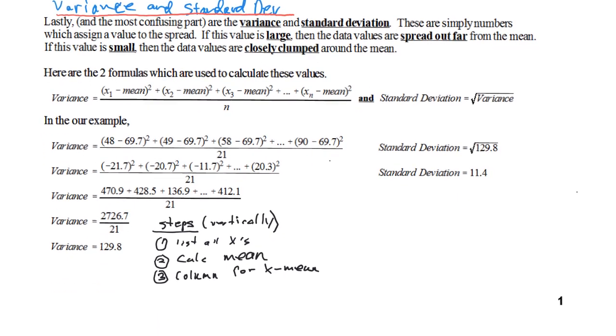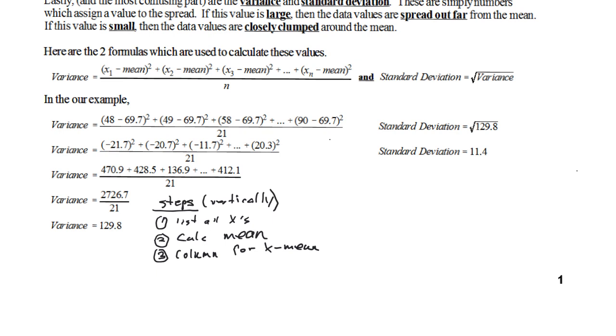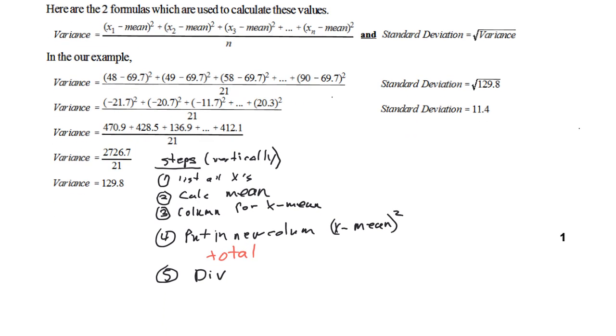And then the next stage, if you look at what we did here, didn't we just square each of these results? So we have to square the x minus the means and put it in a new column. So we're just going to take the result of what we did in step 3 and square each of those terms in our new column. Okay? And then you total it. And then finally, 5, you divide by n. And that is your variance.